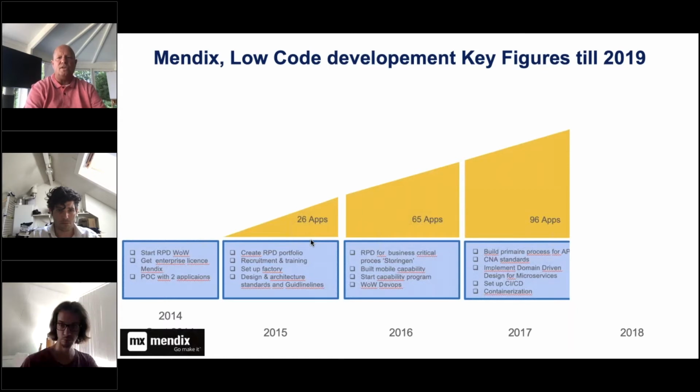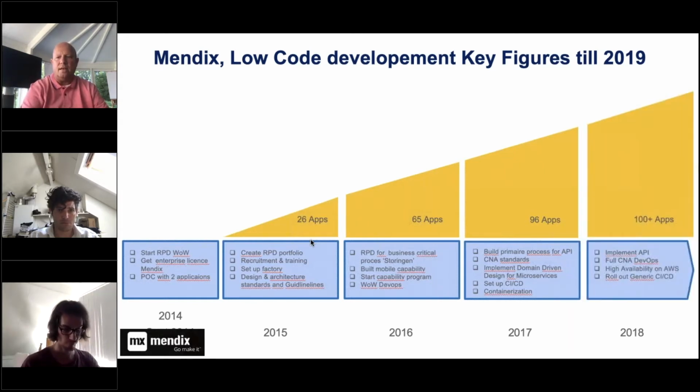We set up the total CI/CD part, and we started with containerization, implementing the apps not only on the Mendix cloud, but as well at that moment on the AWS cloud that we were building for ourselves as the first pilots. In 2018, we went further and we started to implement API, but that's not API management.